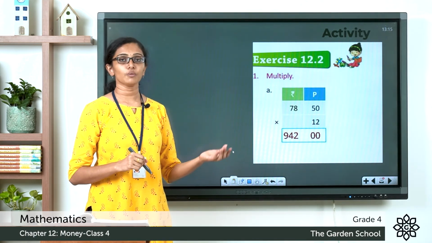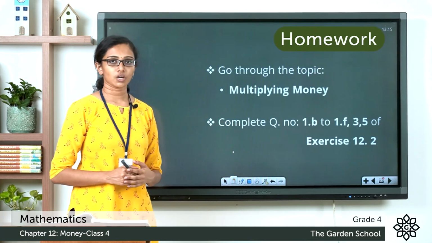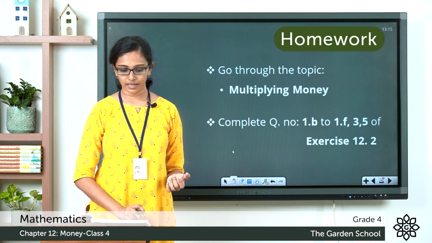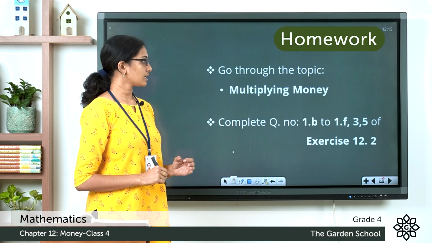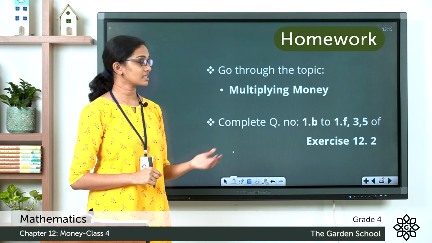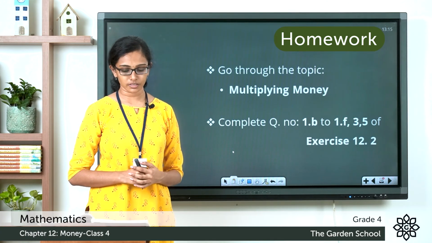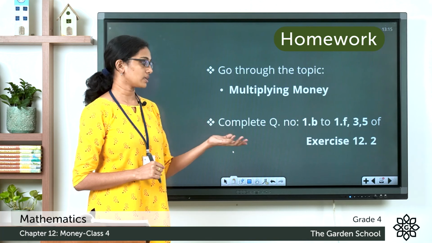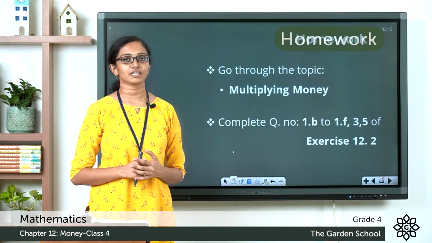So children, I hope now multiplication of money is clear to you. Now you can go through this topic, multiplying money, on page number 167 of your textbook. This goes over the topic once again. Then you have to move on to exercise 12.2 and complete the questions 1b to 1f and also the word problems, question number 3 and 5 from the same exercise 12.2. So once you are done with the questions, you can take a picture and send it to us through Teams.